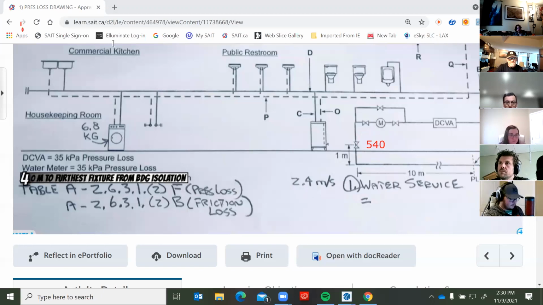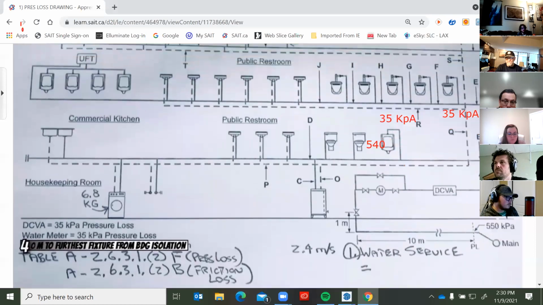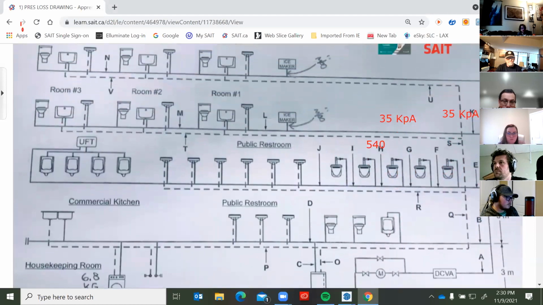Now you're going to lose, as it says here, 35 kPa through that water meter, and you're going to lose 35 kPa through this double check valve assembly. Right? And what else is part of the next step? Don't you have to do your system loss? So you have to do your elevation for the building shutoff to the top unit. So let's take a look at it as this is all going to move with me. How many meters are we talking about?